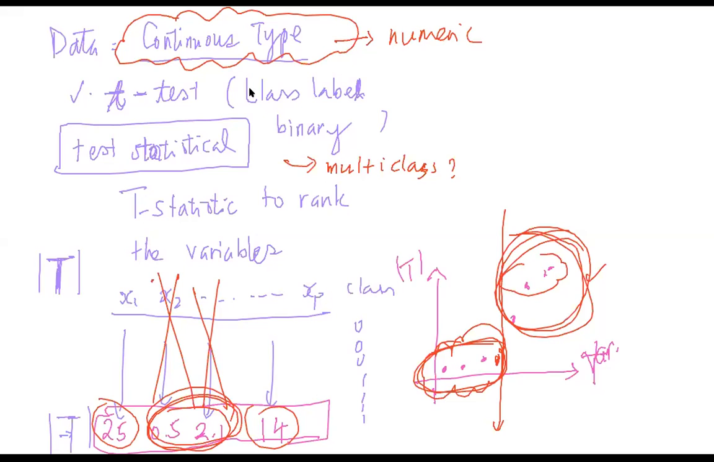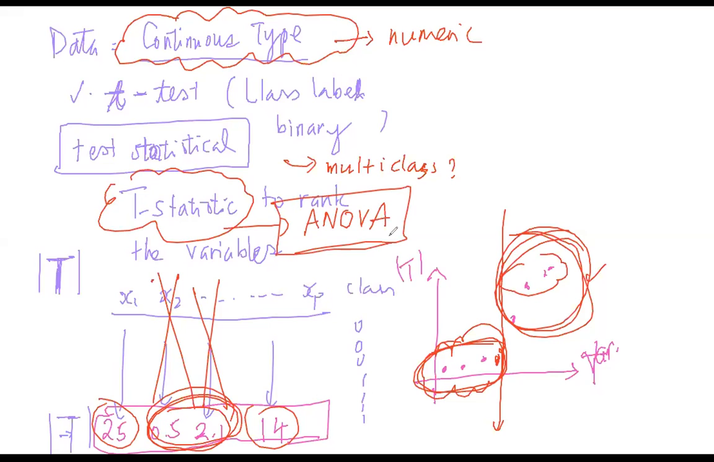So you have to use an extension of your t statistic, which is ANOVA, analysis of variance. Analysis of variance generalizes your t-test. ANOVA can do it simultaneously for several groups, more than two. Of course, you can use ANOVA for binary as well, but that would be equivalent to a t-test. So generally people will use ANOVA. ANOVA will report the F statistic, so you use the F statistic in ANOVA.